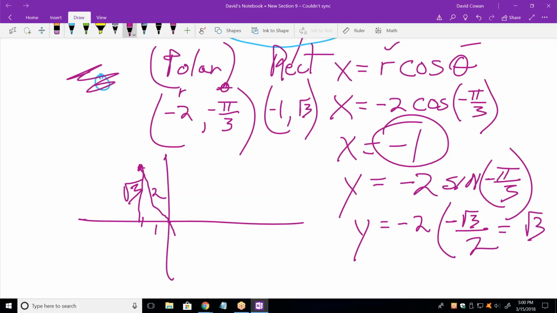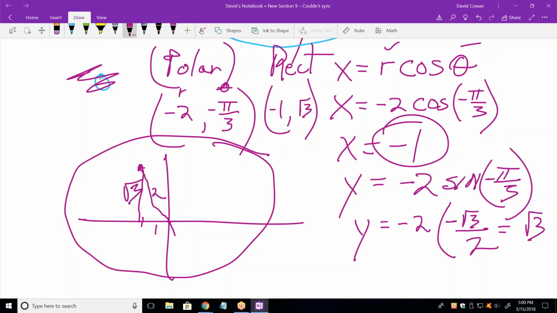In other words, once I come up with my XY coordinate, I want to check it graphically to make sure it gives you the same point. This is the point we were on. That point is -1, root 3 in XY coordinates. Polar coordinates are -2, -pi over 3. And there's another set of polar coordinates that I could use. Like I said, there's an infinite number of them.